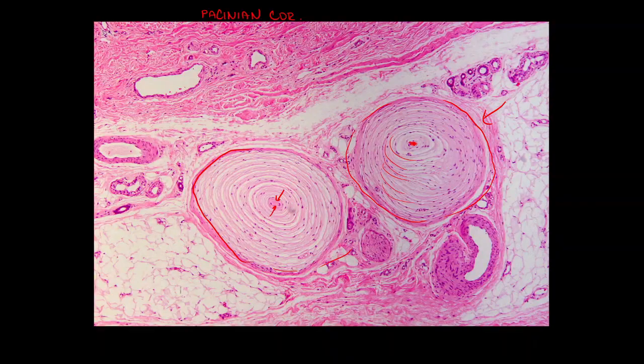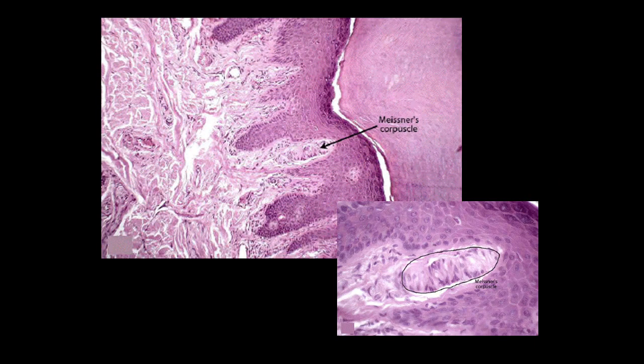Pacinian, Vater-Pacini bodies or corpuscles. Then we have Meissner's corpuscles. Meissner's corpuscles are ellipsoidal or elliptical structures, and they are composed of axons, but we cannot actually see the axons. Maybe we know they are branching somewhere inside. This is like the terminal ending of the axons here.